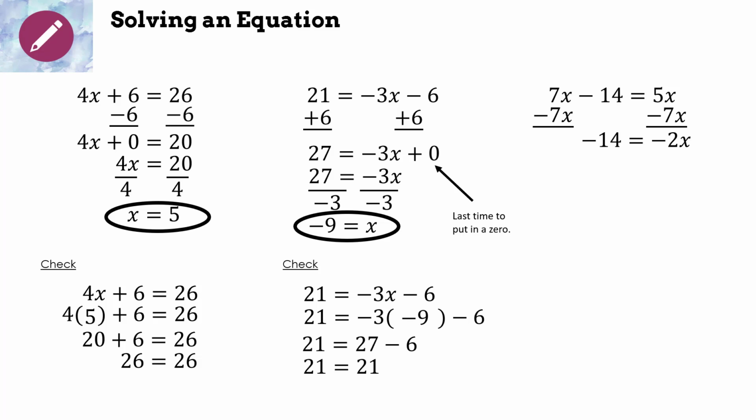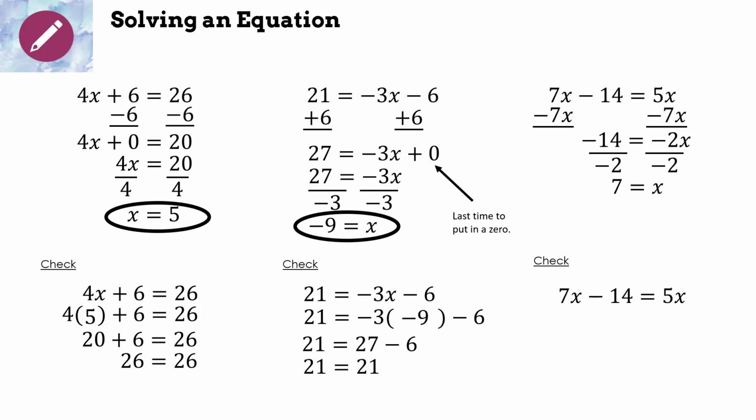We end up with negative 14 equals negative 2x. Now the x is by itself on one side of the equal sign. That's what we want. I need to divide by negative 2, and we end up with 7 equals x. But let's check it. I was a little excited for the checking there.